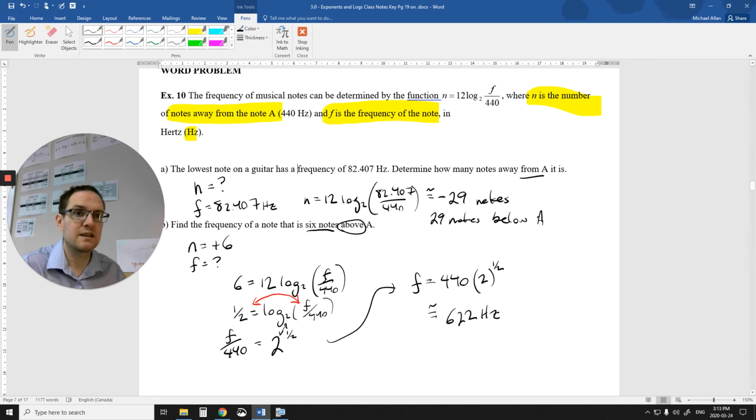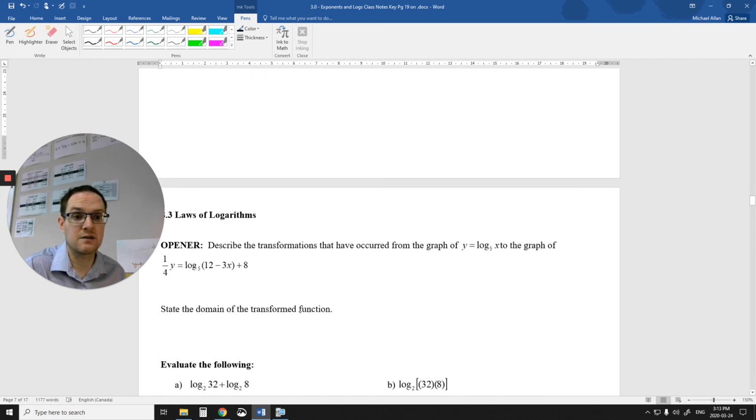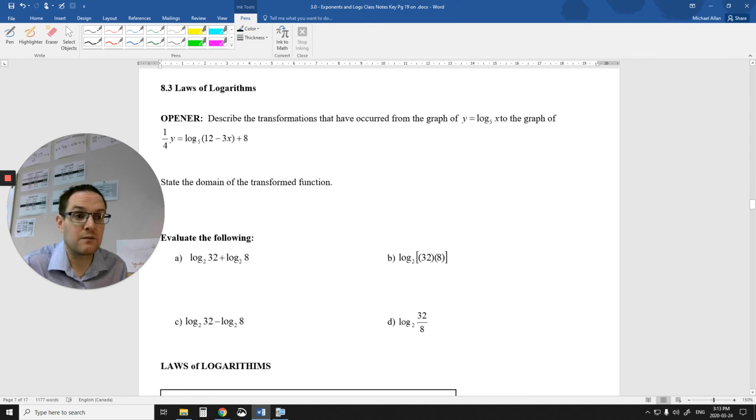All right. So for the next video, we're going to talk about these log laws I was mentioning before, and what are they? How do they work? And we'll see if we can apply them to solve some questions and make our lives a little bit easier.